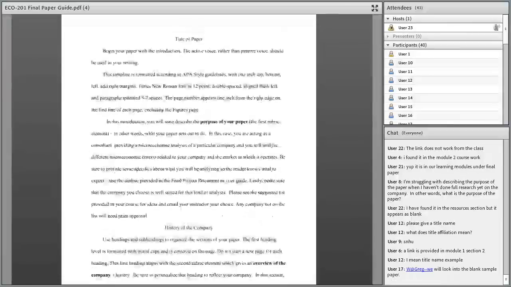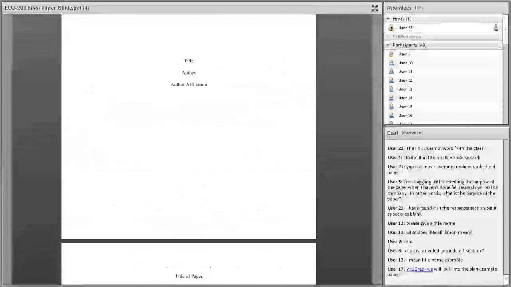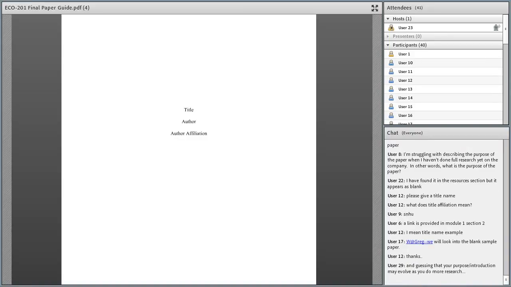Wanda, what does the title affiliation mean? The title, the affiliation, the author, is just Southern New Hampshire. Basically, in the title page, you're going to write author affiliation. So you're going to write the title of your paper, for example, Coca-Cola, author, Wanda Pace, and then you're going to write Southern New Hampshire University, microeconomics. So you can do that.